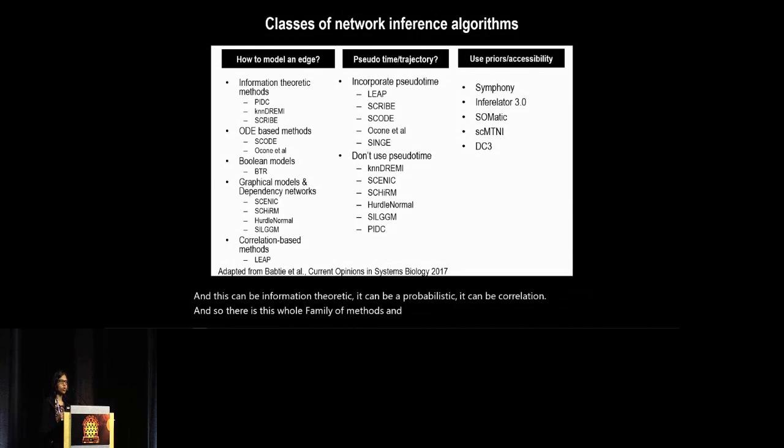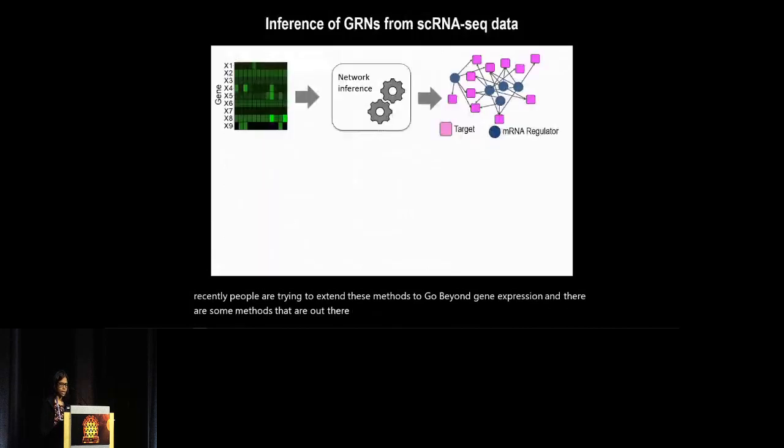And then there's this notion of pseudo-time, which some of you might have encountered, that can be computationally inferred, and some of these methods also incorporate that. And then more recently, people are trying to extend these methods to go beyond gene expression, and there are some methods that are out there. For single cell data, again, we have this matrix, here a gene by cell matrix, but a single-cell RNA-seq data set is all you need to get one reconstruction. So that's why it's so exciting now to work in this field, because the sample size problem for these big learning problems is not there anymore.